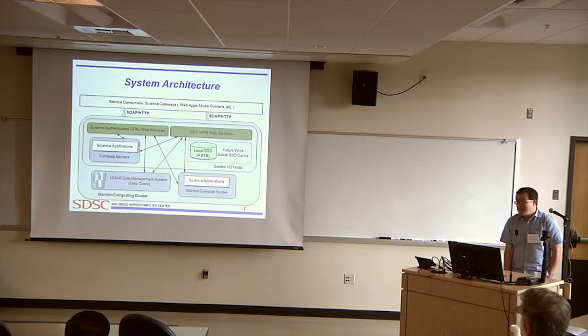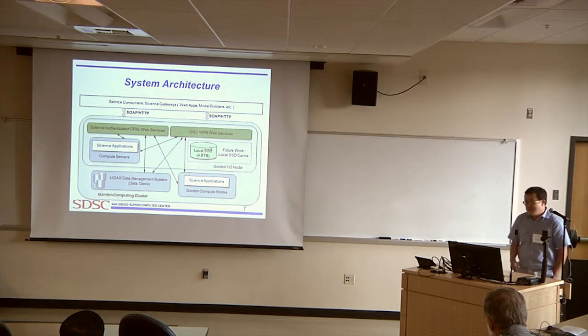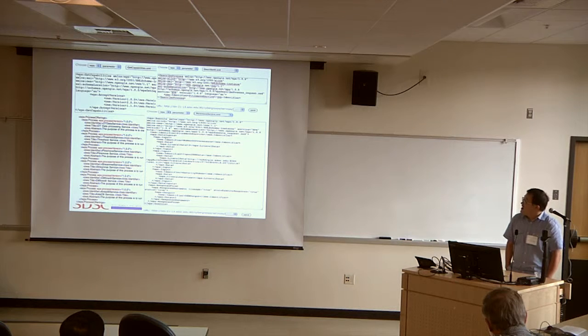Basically, a dedicated Gordon I/O node has a 4.8 terabyte local SSD disk. Currently, the OpenTopography data sits on Data Oasis, which is a Lustre parallel file system. For faster processing, we will load it up locally as future work. That means this is another mechanism.